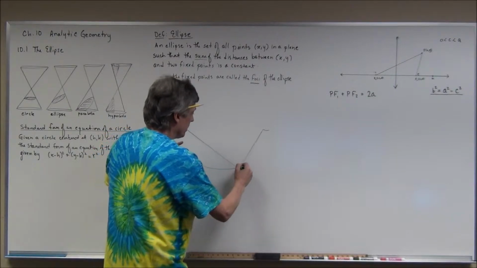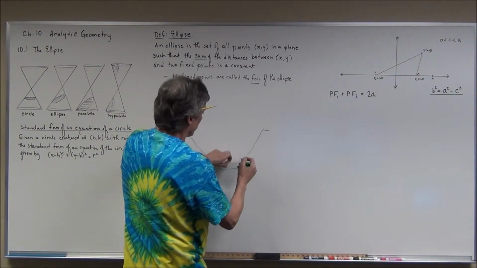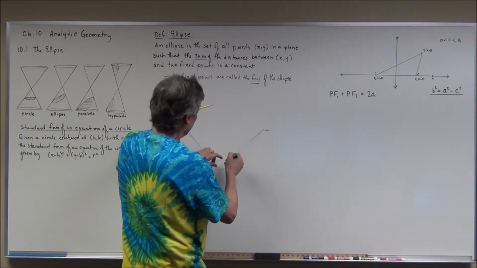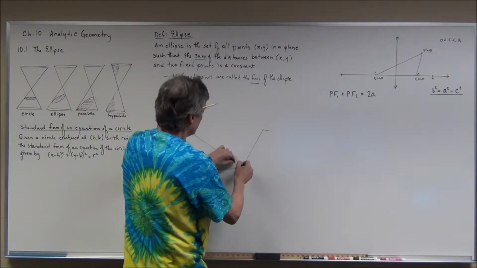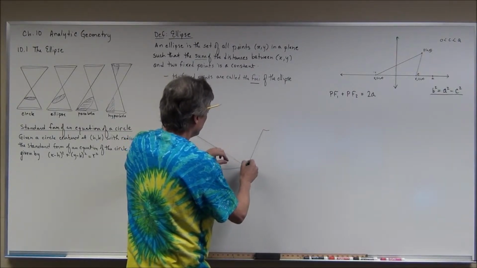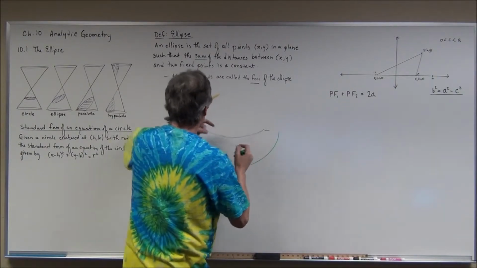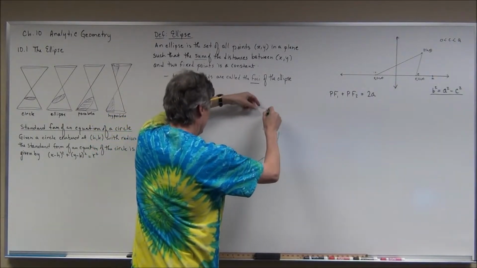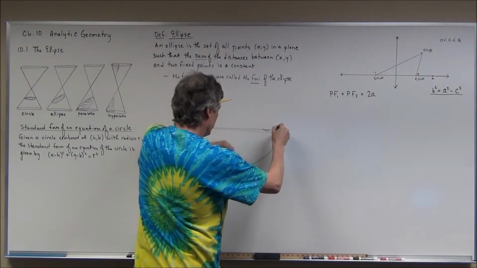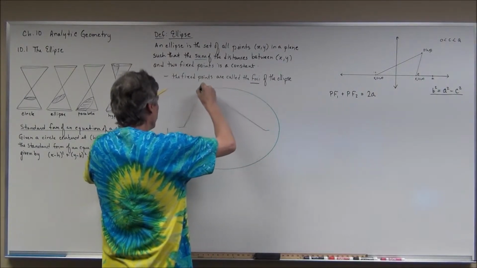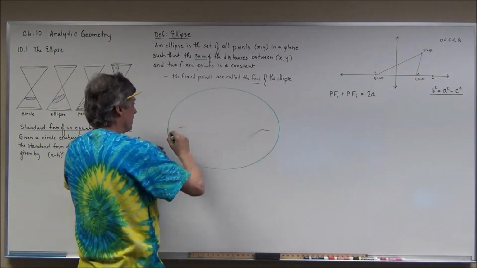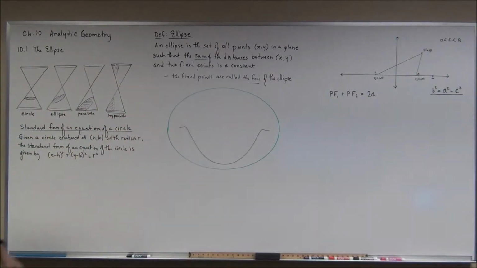Now, you've got to try, oh, see, it slipped already. You've got to try to keep a little bit of tension on the string so that you get a nice steady drawing. And that could have been worse. And you get the oval shape.